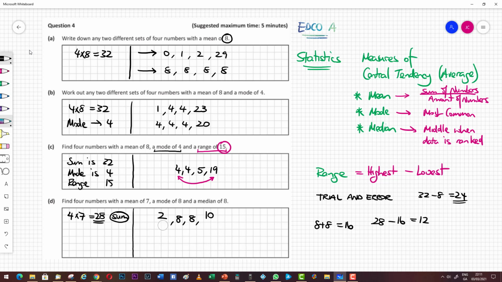So it seems to me that there's multiple answers for parts A, B, and D, and that there's only one possible answer for part C. Okay, so that's a nice question on statistics, but tricky enough. A lot of people can find the mean, the mode, and the median, but it's a bit more difficult when you're given those things and you have to figure out what the numbers in the data set are, or what are the numbers that make up different means, modes, and medians.